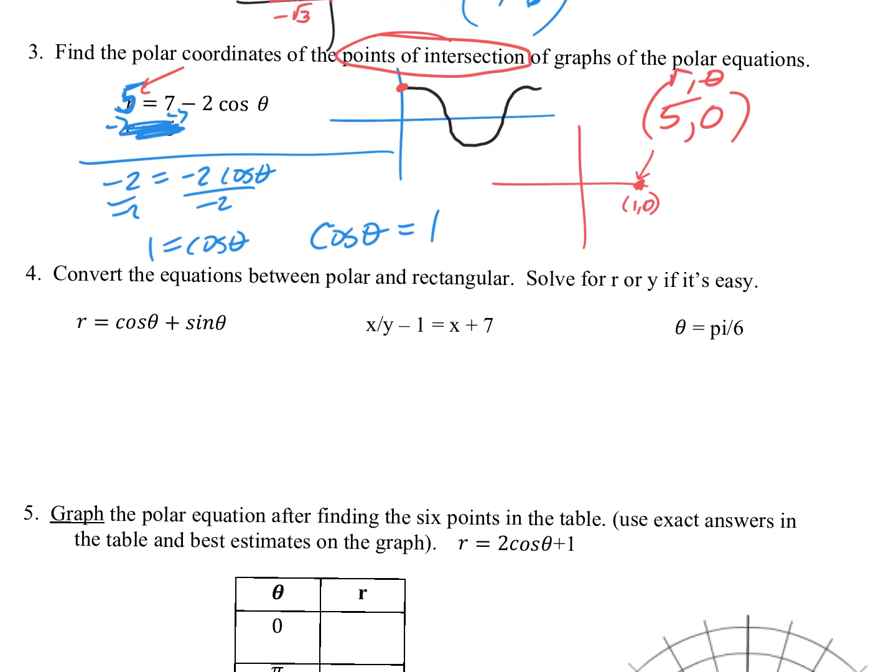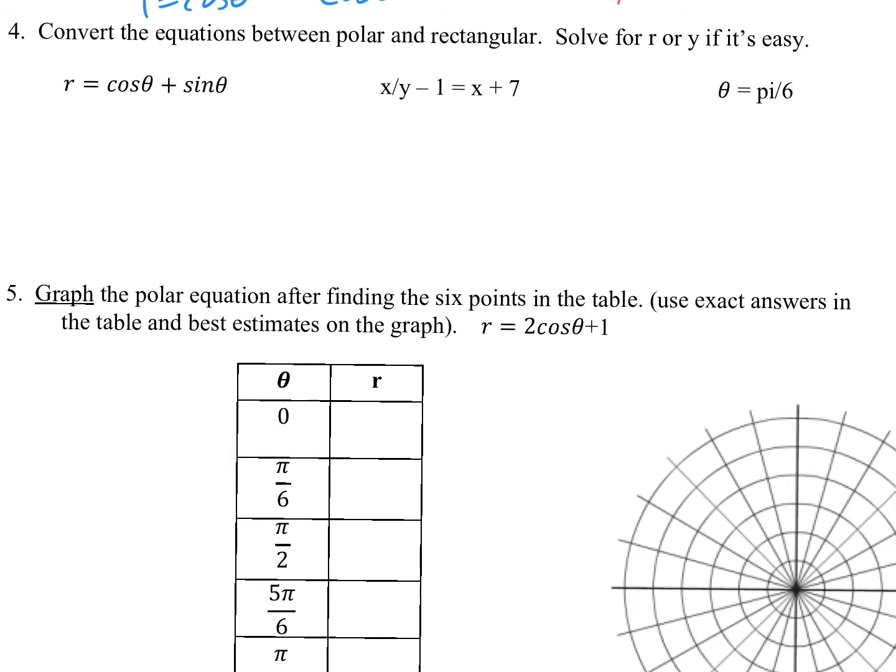Okay, number 4. It's converting. Henry Jones, tell me what you would have done first, because I bet you didn't just directly swap these out. Did you multiply everything by something, or did you square it, or what did you do? I multiplied both sides by r. I like it. That's what I would have done. And that way, r cosine theta, we know that one. That's x. R sine theta, we know that one. That's y. R squared, we know that one. X squared plus y squared.